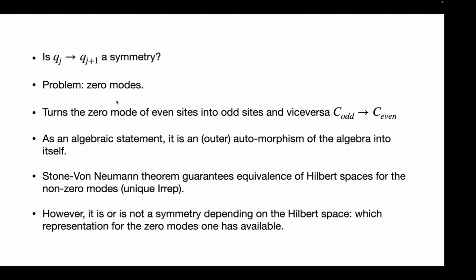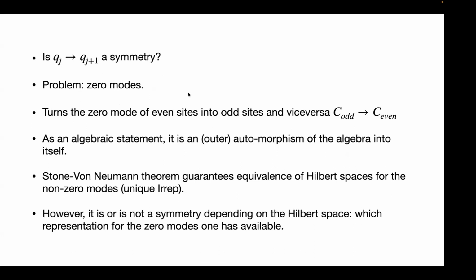Okay. So now let's talk about translation symmetry, because there was something weird about the fact that even versus odd number of sites makes a difference. So let's try to understand that. So the big question is, when I take the Q_j and I go to Q_{j+1}, is it a symmetry? And it might not be a symmetry in the sense that we're used to.